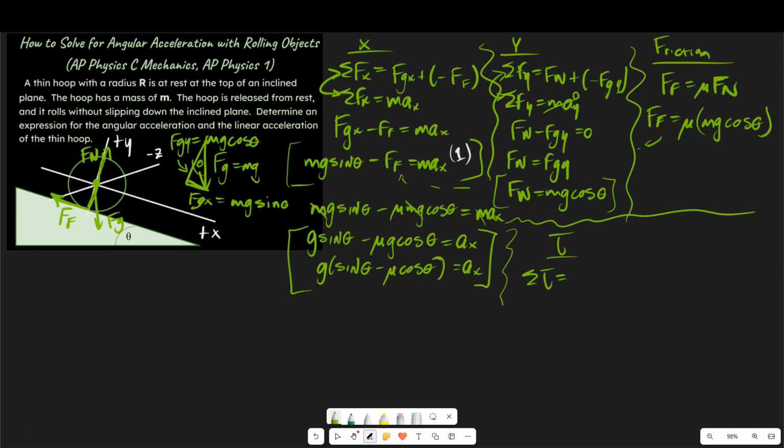I want you to consider which of these three forces, how many of these three forces, or which ones will apply torque. What do you think? Well, the answer is only one will apply a torque, and that's going to be the force due to friction. So let me talk you through it.